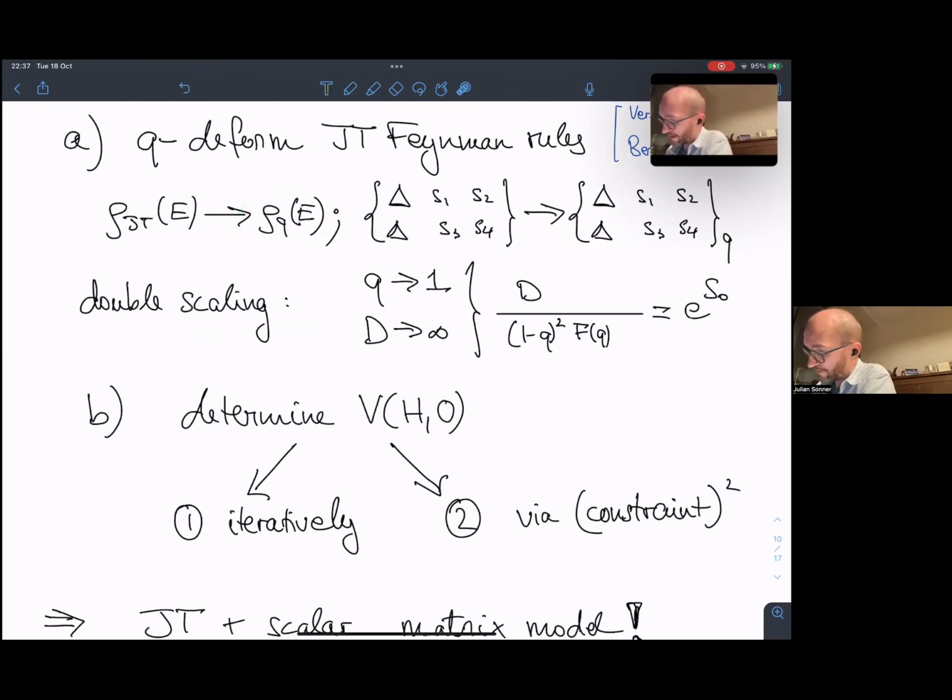And we scale D, the size of the matrix, to infinity. I called it N earlier. We called it D now to distinguish from the general case. And then we scale q back to 1. And then there is some function that is essentially the ratio of D over 1 minus q squared times some function that is finite in the q goes to 1 limit. We call that e to the S0.